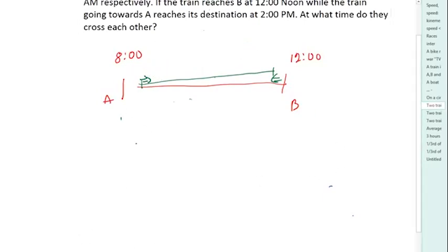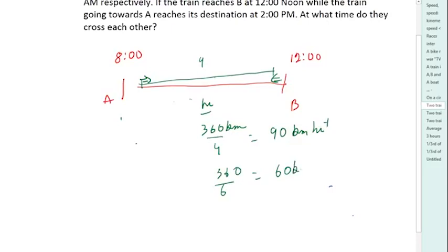Given the numbers are 4 hours and 6 hours, I assume a good number. Let's say the distance is 360 kilometers. So the train which takes 4 hours is traveling at 360 by 4, or 90 kilometers per hour. And the other train which takes 6 hours is traveling at 360 by 6, 60 kilometers per hour.